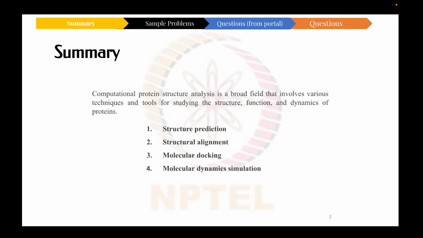Finally, we have molecular dynamics simulation, which is used to study the motion and behavior of proteins at the atomic level over time. It involves solving Newton's equations of motion for all atoms in the protein, which allows researchers to study protein dynamics, conformational changes and protein-ligand interactions.